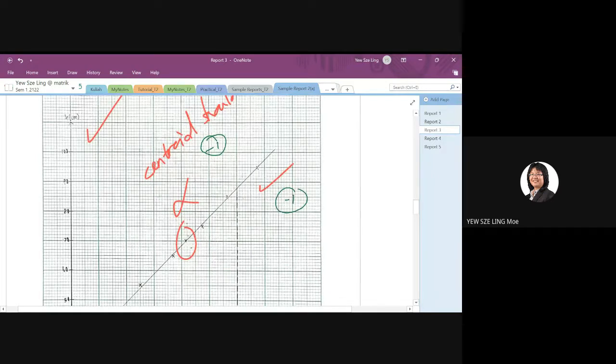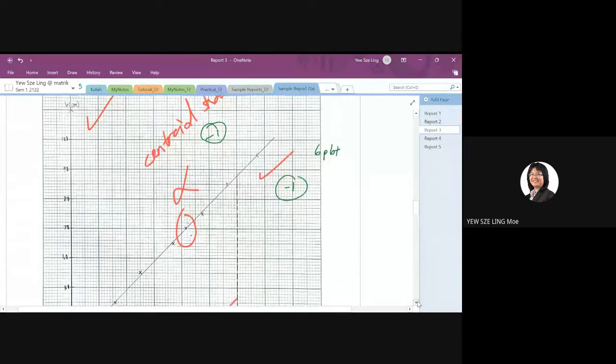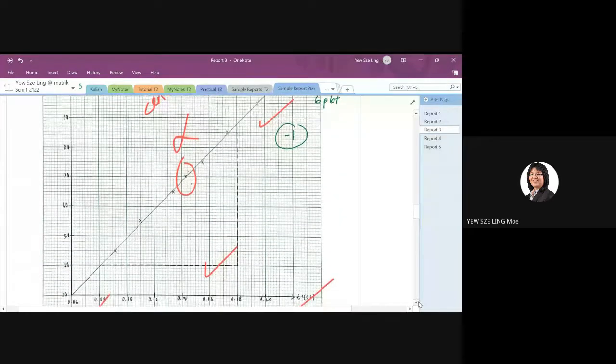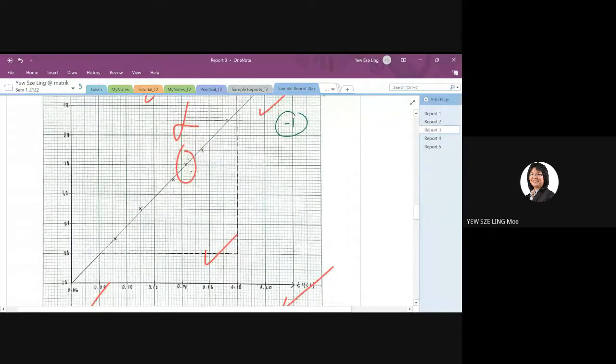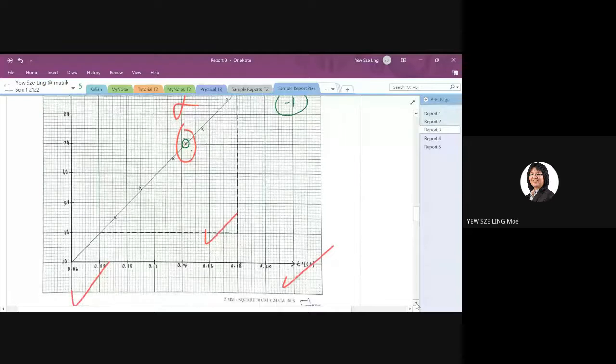Because by right, you should have 6 plots only, but now you have 7. So in this case, it's considered as wrong. So be extra careful with the symbol. Centroid should come with a circle. Without the circle, it's considered as wrong.